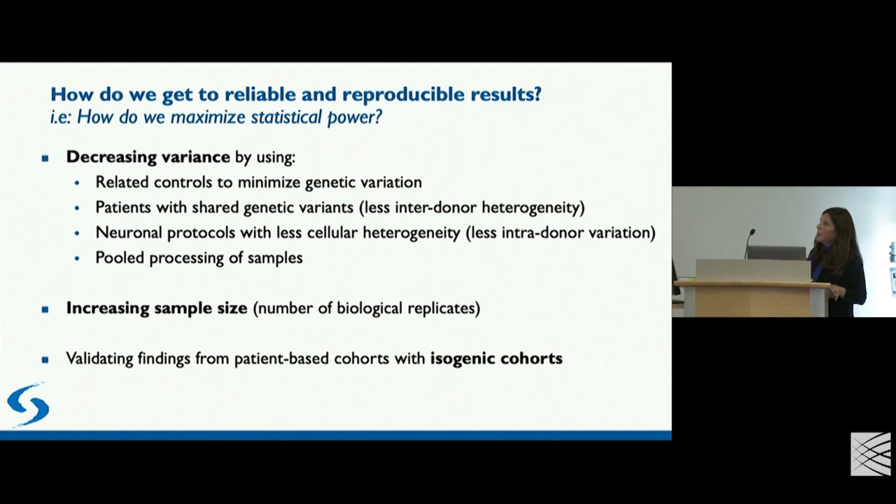Whenever possible, and I know this is costly, it really pays off to increase the sample size, so increase the number of biological replicates, and also to validate the findings from these patient-based cohorts using isogenic cohorts, so introduce a specific variant of interest in an isogenic background using genome engineering techniques such as CRISPR-Cas9, and then to be able to really validate the causality of the results.